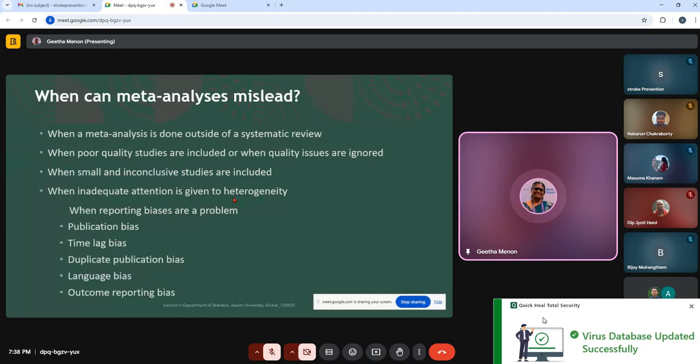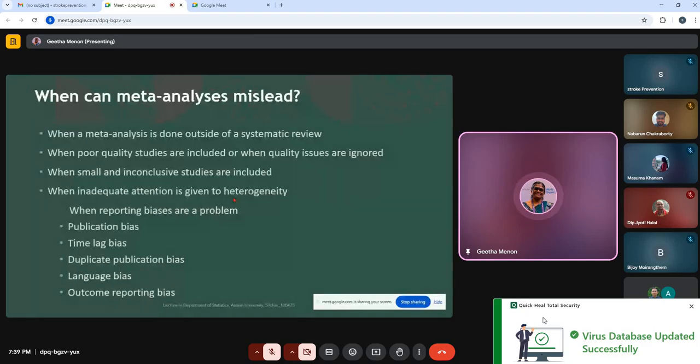There are some inconclusive studies that could also lead to a wrong result. And when inadequate attention is given to heterogeneity, that is, heterogeneity is there but you have not looked for reasons for heterogeneity, then there could be a possibility of a wrong meta-analysis.